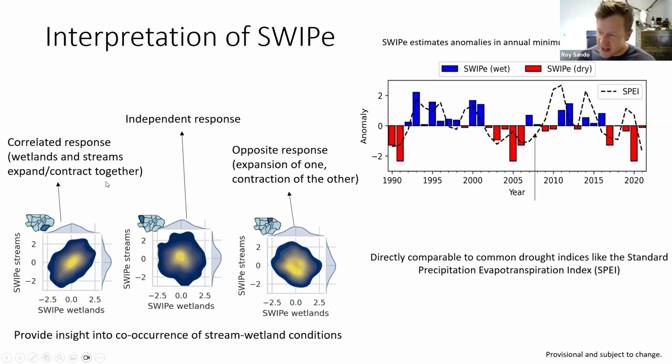And a cool thing that we've looked at here is how streams respond to climatic conditions versus wetlands in the same area. And we have three examples on the lower left. One example shows where you see a correlated response. So when streams expand, you also see an aerial expansion of those wetlands and surface water bodies, indicating that there's some dependent response there. Another basin shows us essentially independent responses. So it really doesn't matter what streams are doing in terms of how the wetlands are responding.